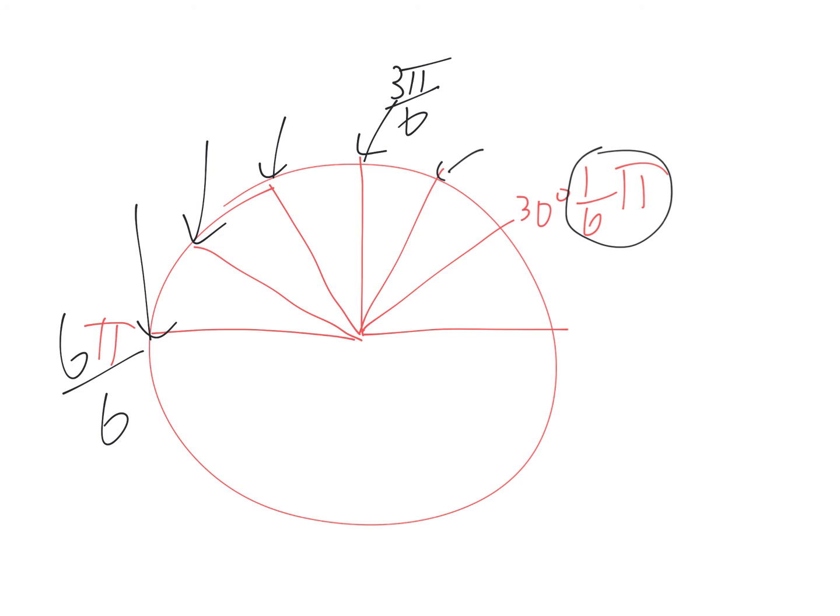All right, so if I said, here's an angle, how many degrees is it? Well, I'd say 90 plus another 30 makes 120. 120 degrees, but we're not going to be using degrees. We're going to be using radians. How many pi over 6s is it?